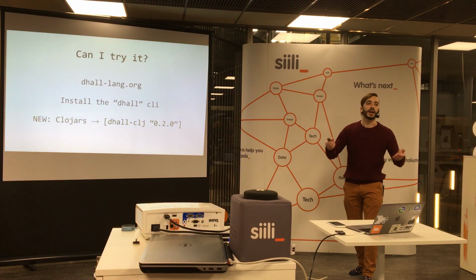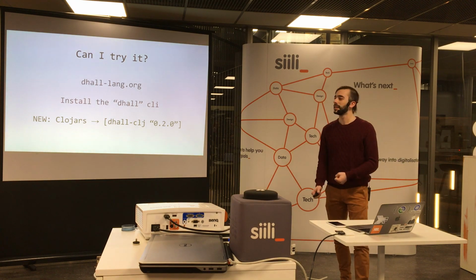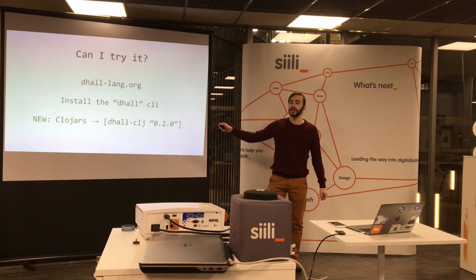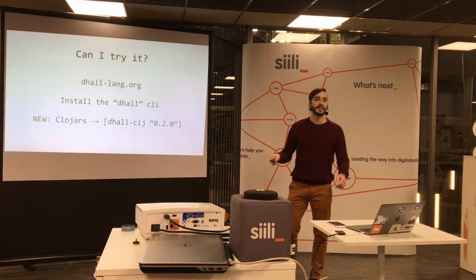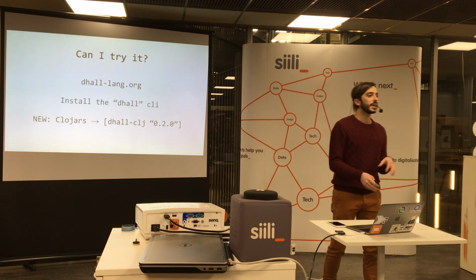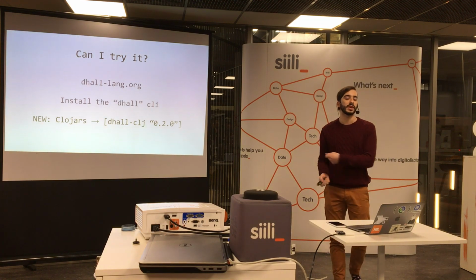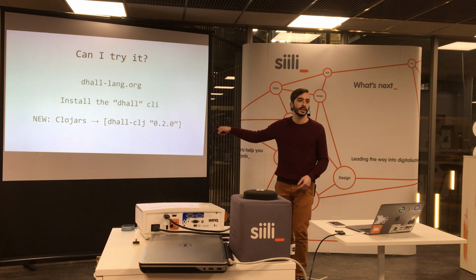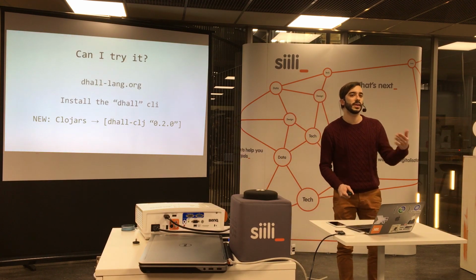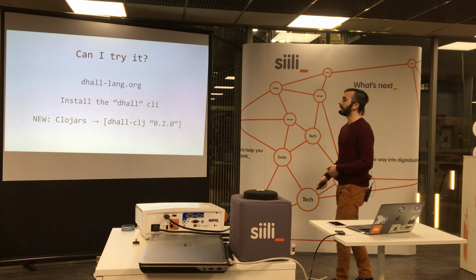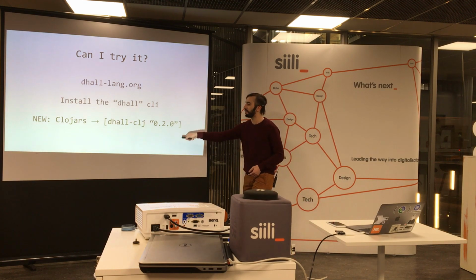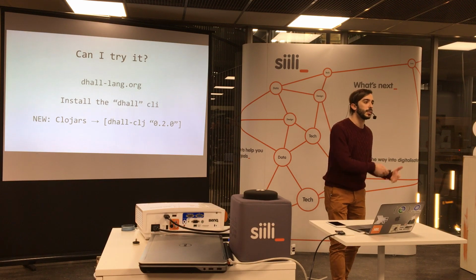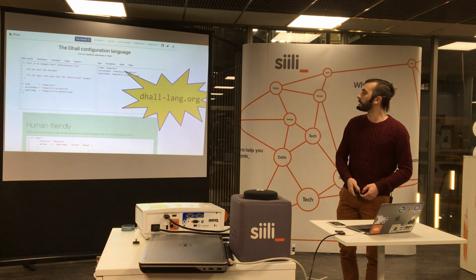So I would like to try this Dhall thing. Where can I do it? You can go to dhall-lang.org and try it. There is an interactive demo on it, so yes, Dhall is running in the browser in JavaScript. Or you can install the Dhall CLI. If you search Dhall on GitHub, you will find how to install the thing. And today I'm going to talk about the fact that you can grab just the jar from Clojure and run a Dhall compiler in your Clojure program.